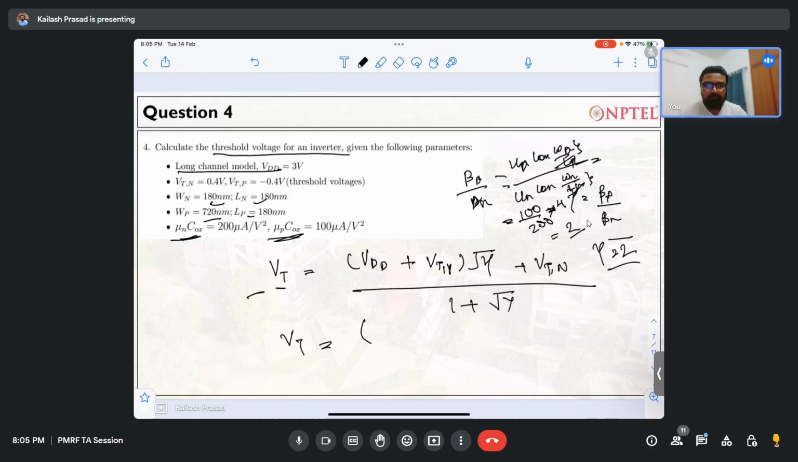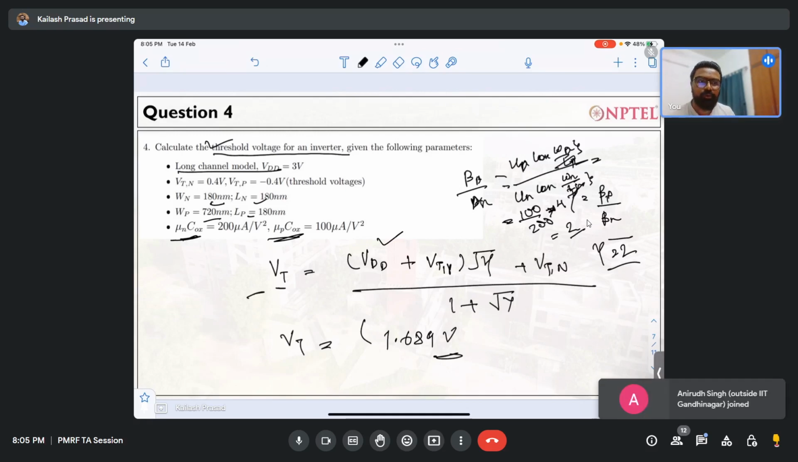If you solve everything, the answer you will get is 1.689 volt. I'm not solving it here because this is just mathematics. But why is this question important? You should understand that the trip point, or the threshold voltage of the inverter, depends on certain things. The very first thing is VDD: the more the VDD, the higher the trip point. Then the second thing it depends on is the threshold voltage of NMOS and PMOS.